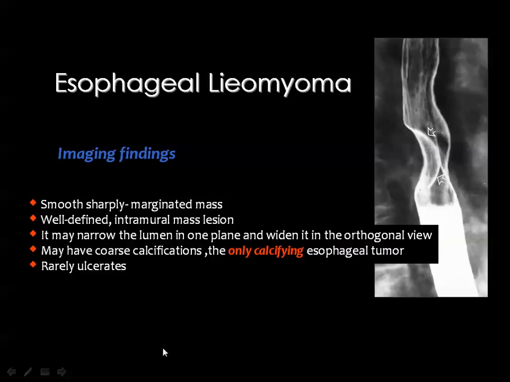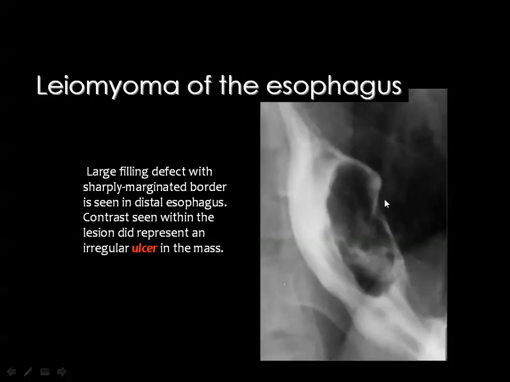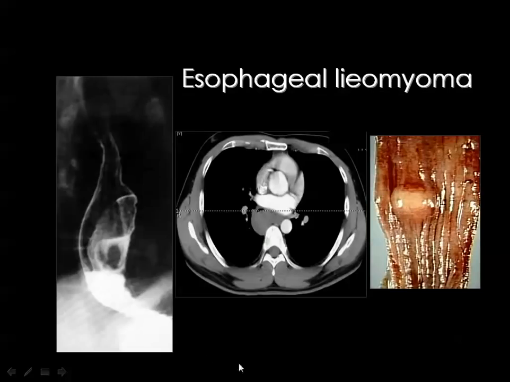Then leiomyoma, as I have said, is a benign lesion which has an eccentric growth outside the lumen. And you see this very smooth impression, and the rest of the tumor will be outside the lumen of the esophagus. And you can remember that this is the only calcified esophageal tumor which may contain matrix calcification, and sometimes it has an ulcer, like this case, and this is the leiomyoma of the esophagus, and this collection of barium is lying in the ulcer on the surface of this tumor.